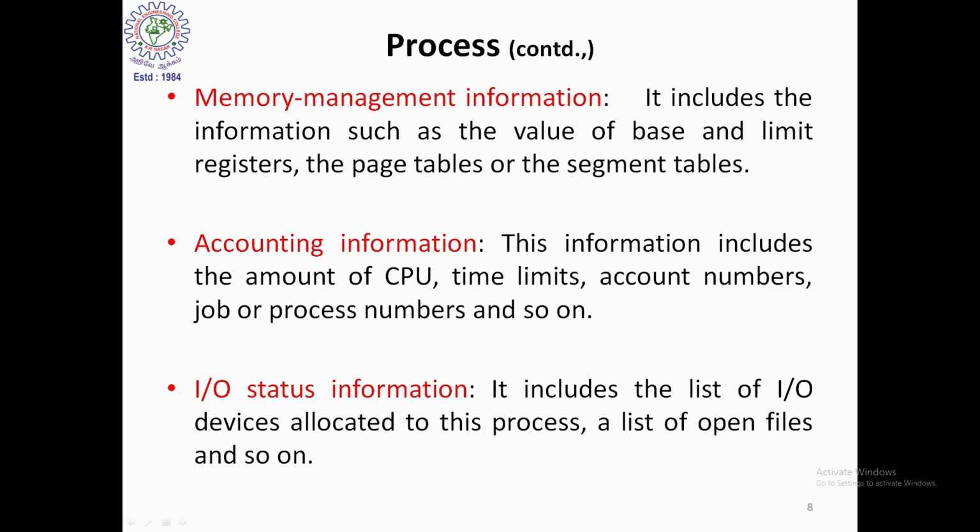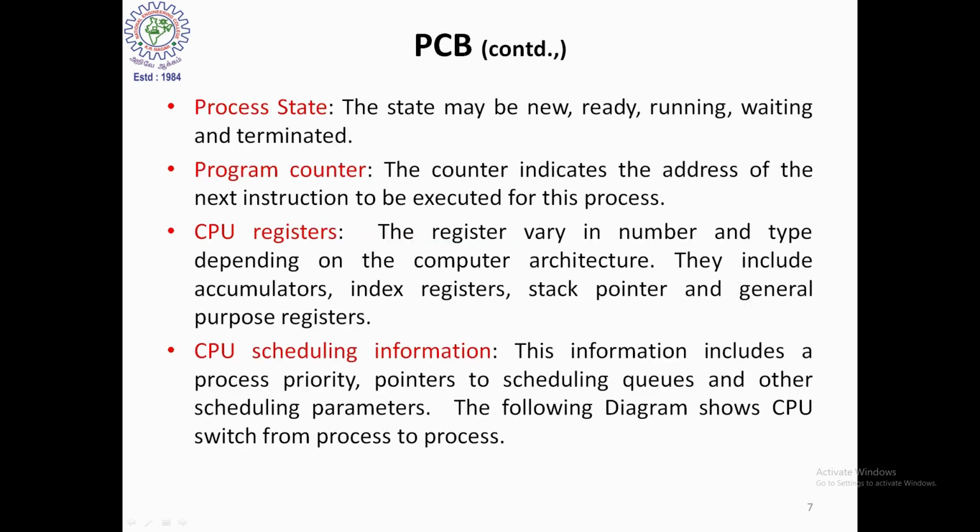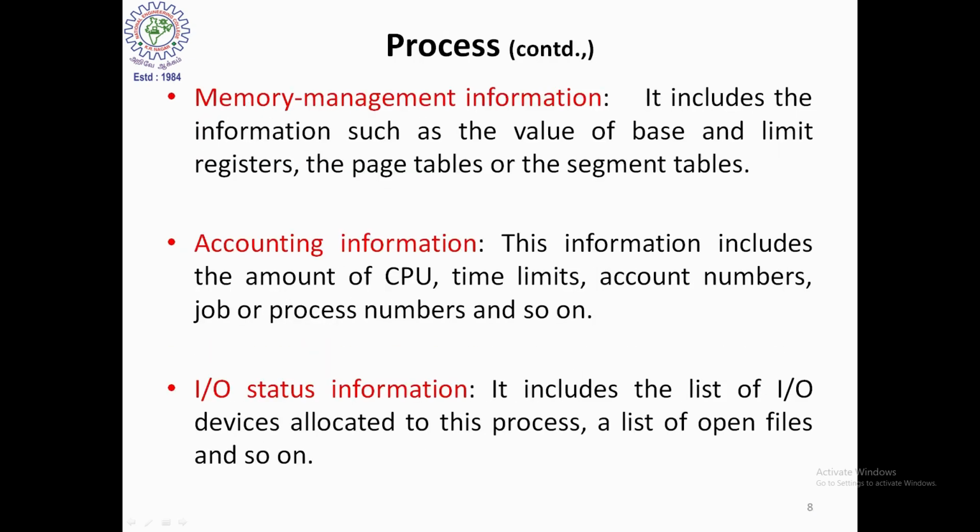And then comes the memory management information, in the sense of how much memory this process holds. Such information will be available in the PCB. And the accounting information: what are all the resources that the process holds, for example the total amount of time it takes, what the account numbers are, and how much time limit is left over. All this is present in the accounting information. And then comes the IO status information. The list of input output devices allocated to that particular process will also be available in the PCB.